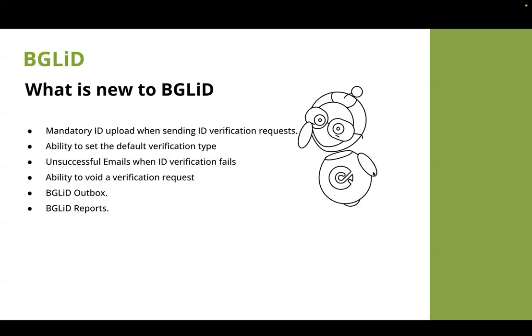With BGL ID, just over the last few releases, we've added a number of improvements. I'll just run through those. The first one is a mandatory ID upload that we've implemented. This is mainly for those clients who've had a few typos and errors when they're keying in the details. We've also added options where you can set a default verification type as well. And also, if there are any verifications that fail, we now send an unsuccessful email to the client as well, just so they're aware of the status of the transaction.